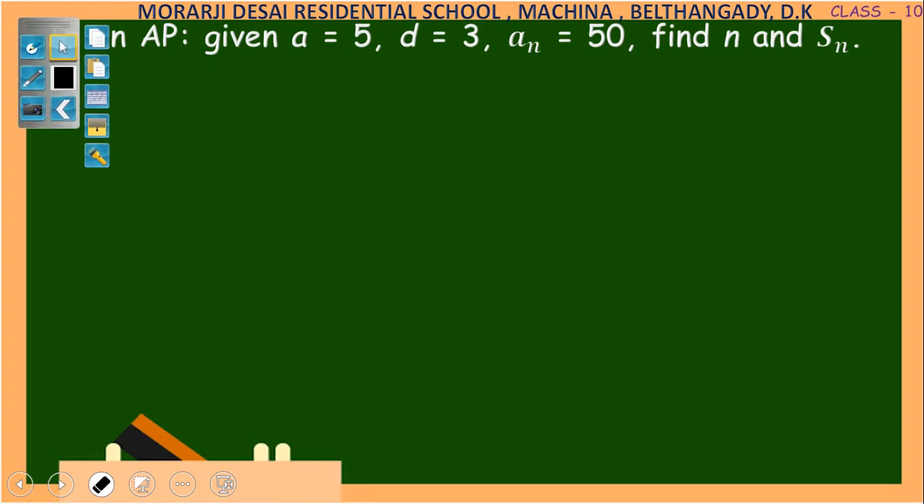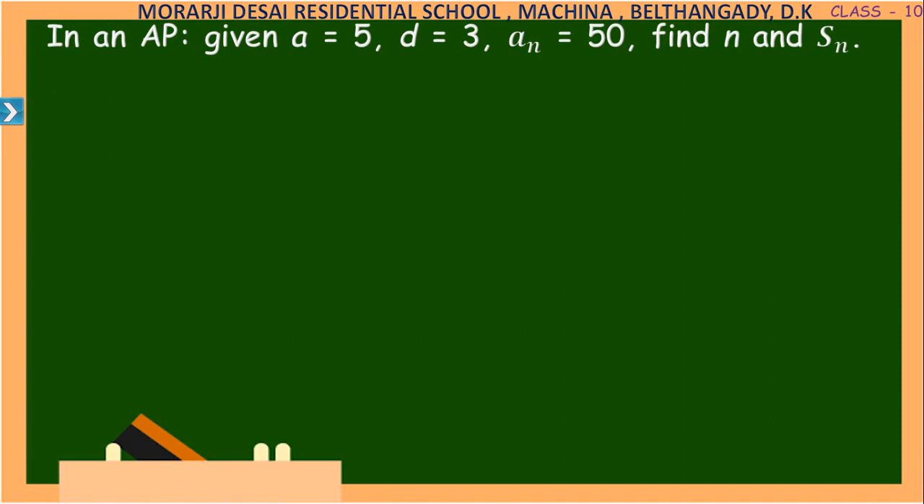Dear students, let us solve the problems related to AP. Look at the first question. In an AP given a is equal to 5, d is equal to 3, an is equal to 50, you have to find n and Sn.